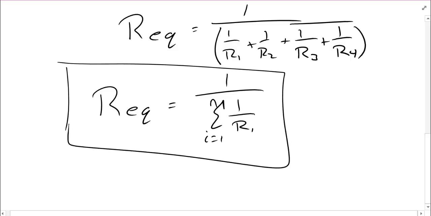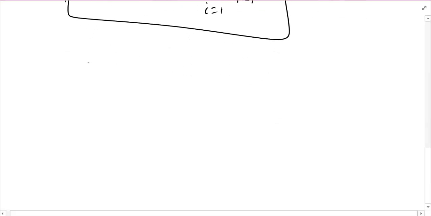Very frequently, though, we only really have two resistors. So, a shortcut that only works for two resistors, I'm going to put a little subscript 2 there, but I'll start dropping that eventually, is R1 R2 over R1 plus R2.